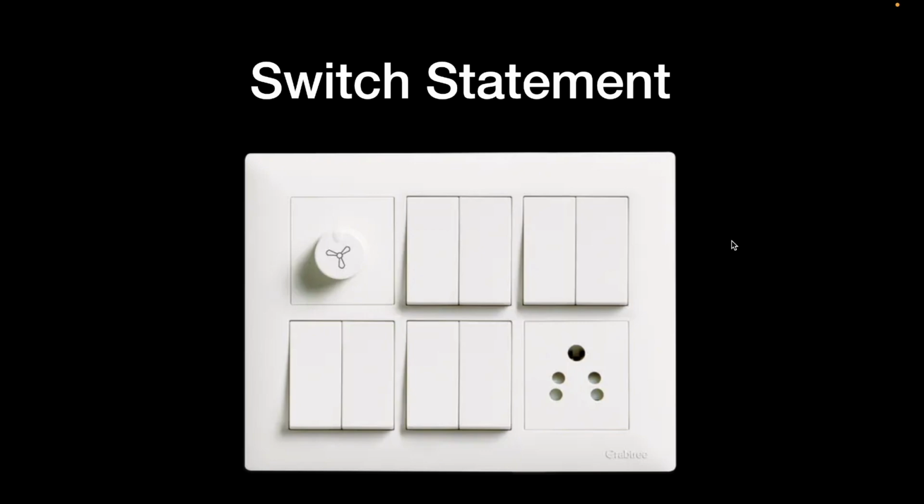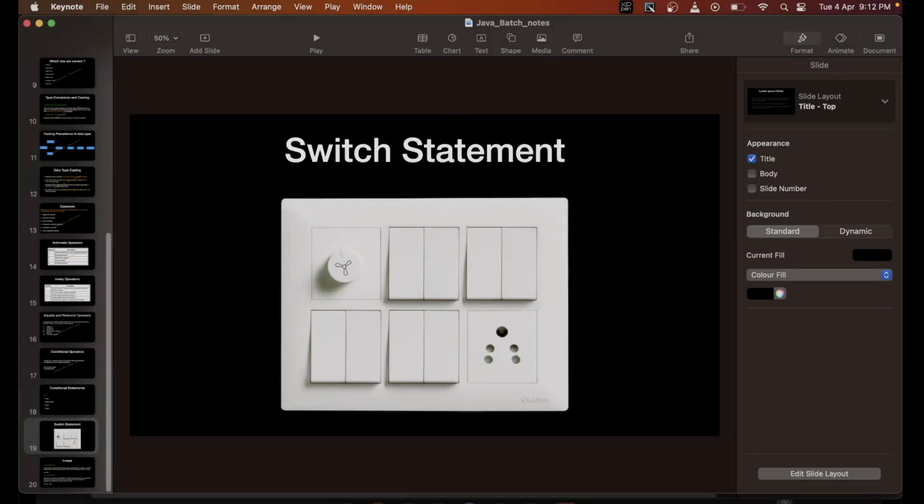Then if you press the second button, then your TV will get started, right? For this button your mobile will get started. For this one, maybe laptop charging will be there. So the concept is like the switches in our home. The same concept in Java is for the switch statement also. Okay, now let's understand how we can write that.